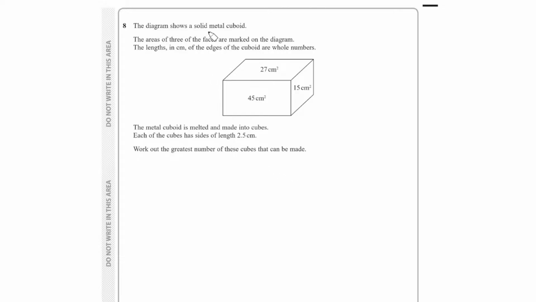Let's see. The diagram shows a solid metal cuboid. The areas of 3 of the faces are marked on the diagram. Okay. The metal cuboid is melted and made into cubes. Each of these cubes has side length 2.5 centimeters. Work out the greatest number of cubes.